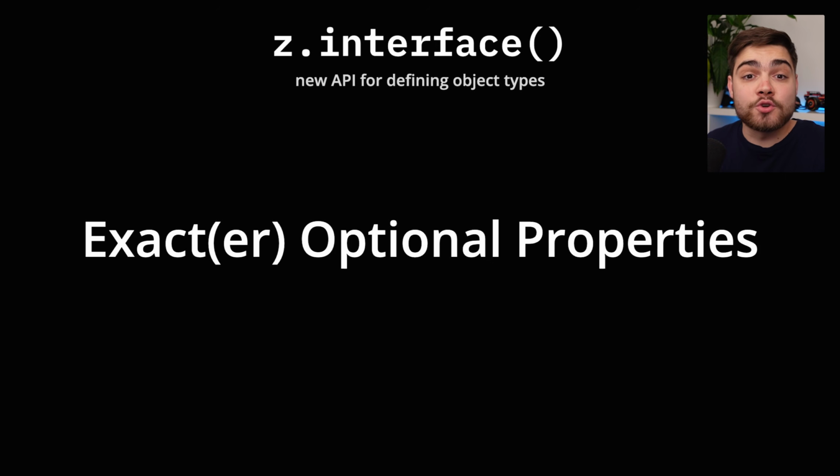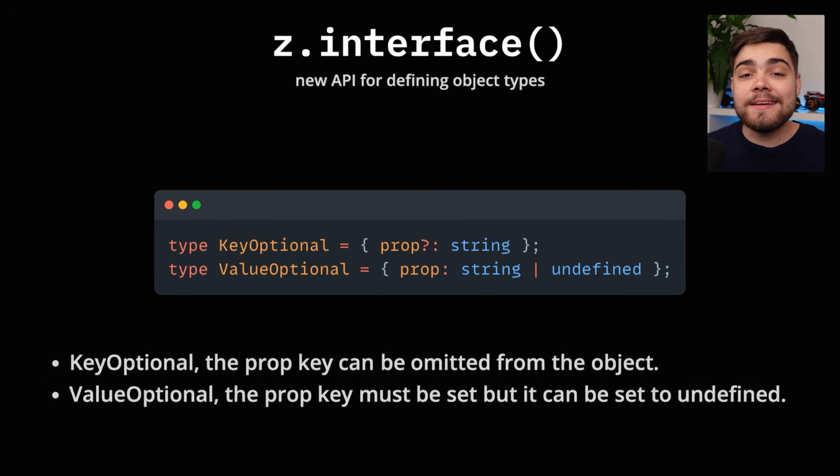Next up, a new way to define objects, z.interface. It's almost the exact same as z.object. The difference is it has exacter optional properties. To explain, in TypeScript, a property can be optional in 2 ways. In key optional, the key itself is optional and isn't needed on the object. In value optional, the key is needed, but the value can be a string or undefined.